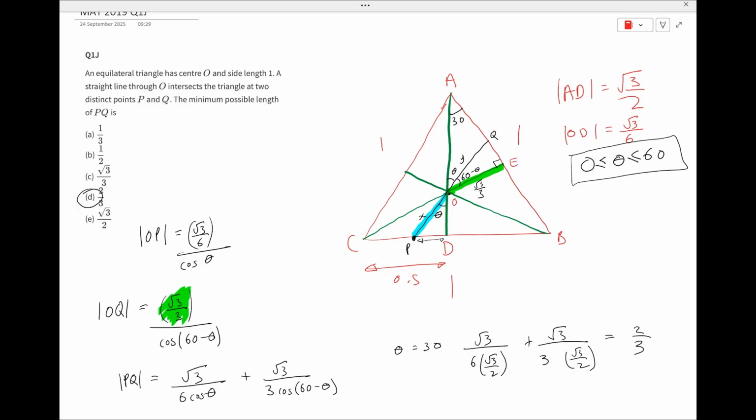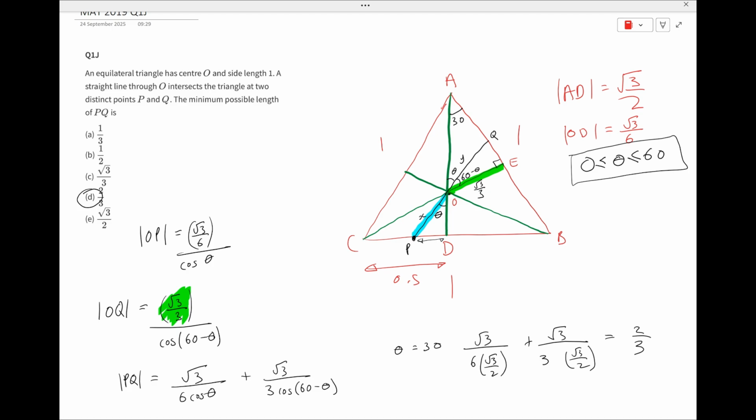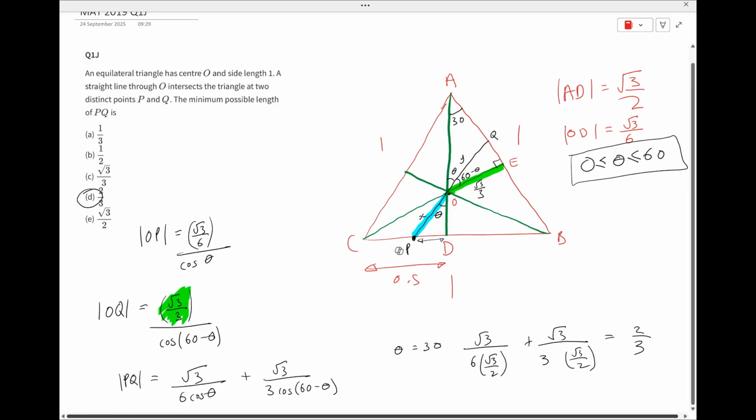I think the hardest thing to justify really is why theta has to be equal to 30. If you're a bit unsure about that, just let me know and I'll see if I can do a better job of explaining it.